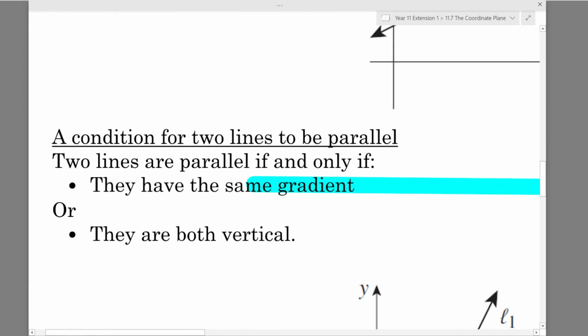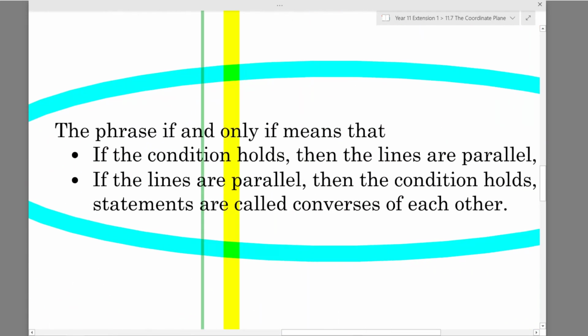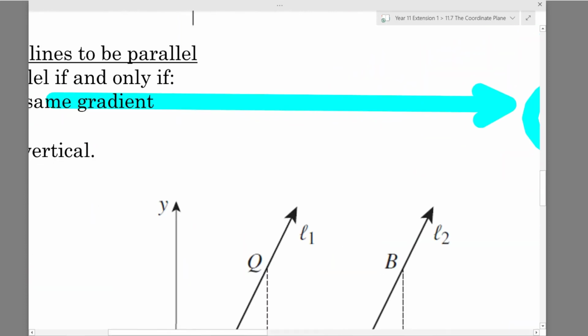Now, two lines are considered parallel if and only if they have the same gradient. The phrase "if and only if" means that if the condition holds, then the lines are parallel, so if they both have the same gradient, then they're parallel. But it also means the other way works too. So if the gradients are the same, then the lines are parallel. However, if the lines are parallel, then the gradients are the same. It's just one of those little languagey things that you'll come to see quite a bit of.